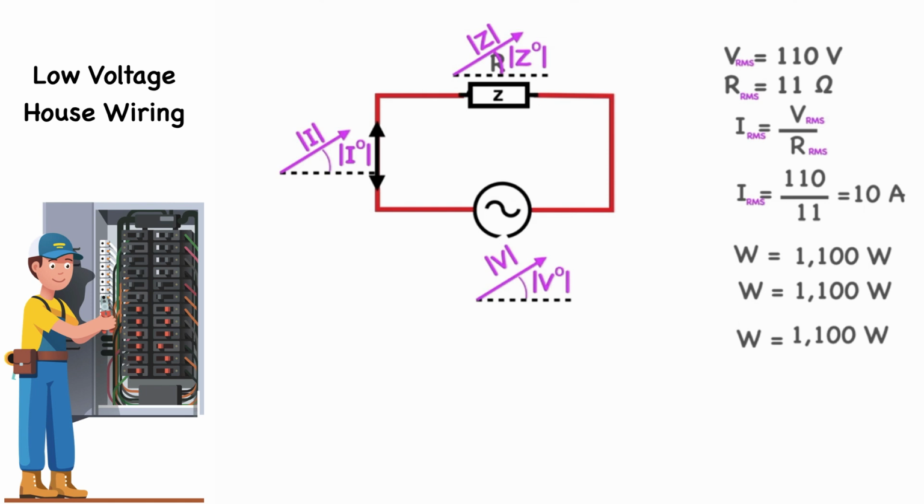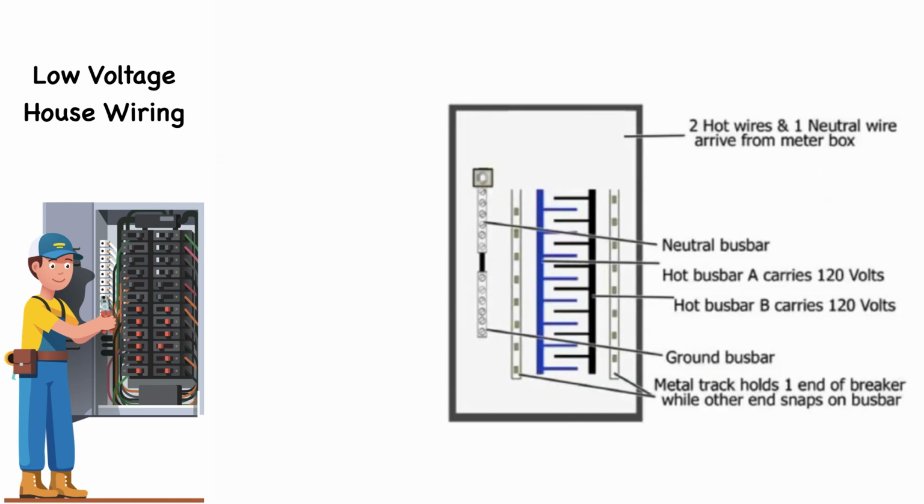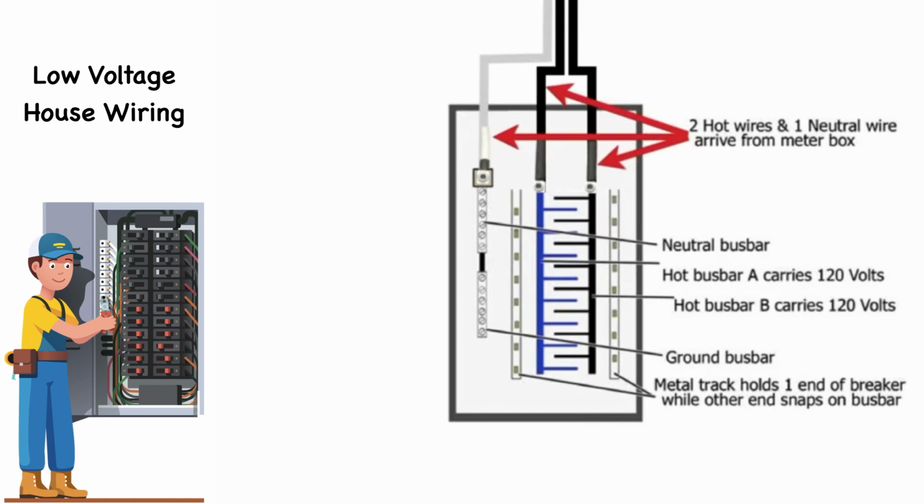In most cases we are not concerned about the phase shift when doing low voltage wiring, however we should be aware that this exists. In order to understand some of the wiring techniques, we should first have a peek inside the main breaker panel. Power from the utility enters in the form of two hot wires, and one neutral, arriving into the breaker panel.